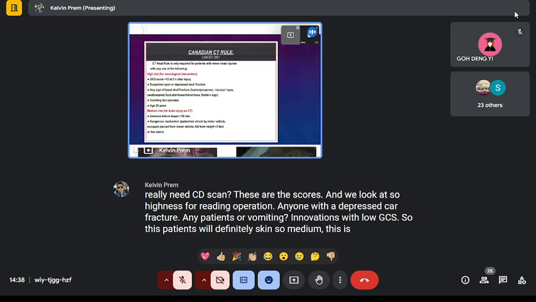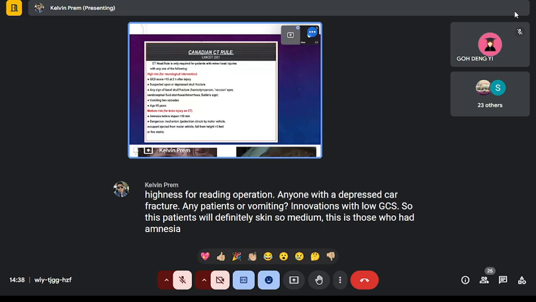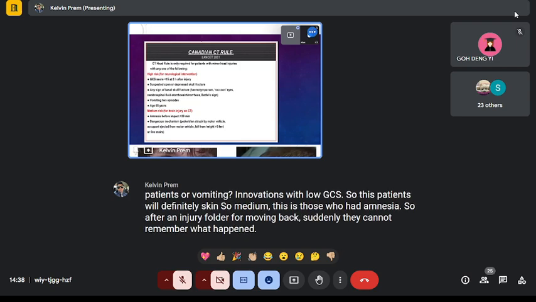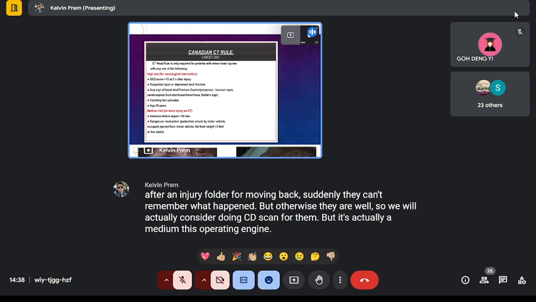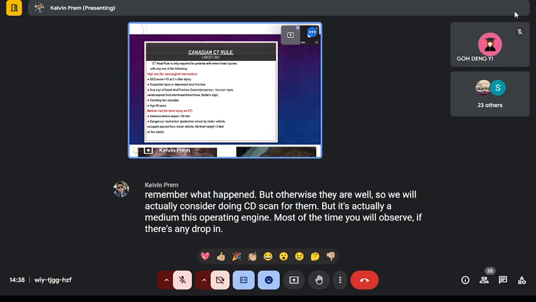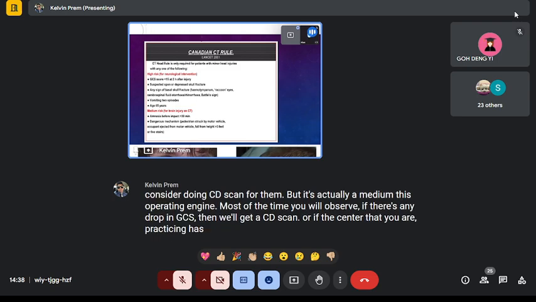Medium risk is those who had amnesia. After an injury, such as a fall from a moving bike, suddenly they cannot remember what happened, but otherwise they are well. We will consider doing a CT scan for them, but it's a medium risk for brain injury. Most of the time we will observe. If there's any drop in GCS, then we will get a CT scan. Or if the center you are practicing in has CT facilities, you probably won't want to get a CT scan immediately.